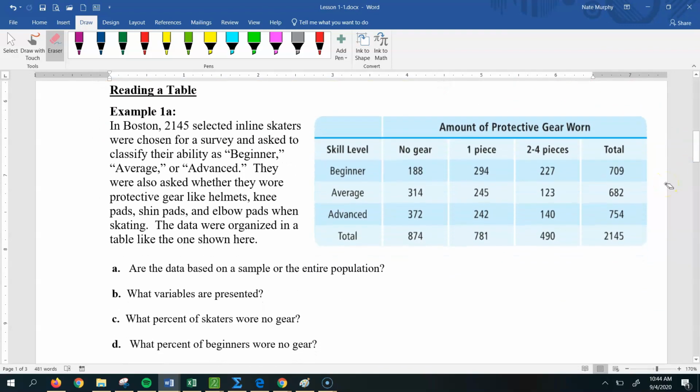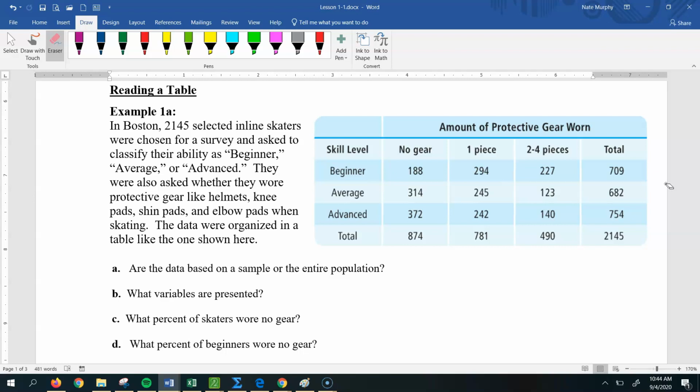All right, so in this course, we're going to be looking at a lot of different tables. We're going to look at sets of data, and that data can be represented in tables and in graphs. And so here we have a table that's looking at a survey that was done, looking at all the different protective gear worn by inline skaters in the city of Boston. So we get that from the paragraph on the left.